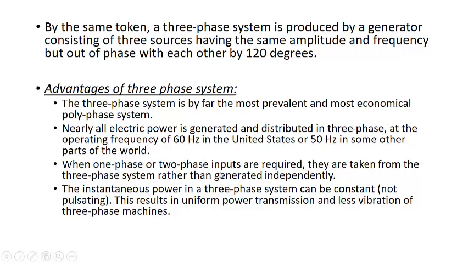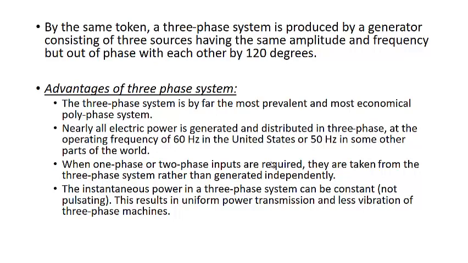When one-phase or two-phase inputs are required, they are taken from the three-phase system rather than generating them independently. We create the three-phase system. Whether we require a one-phase or two-phase system, we can take that from the three-phase system. We don't need to generate them independently.